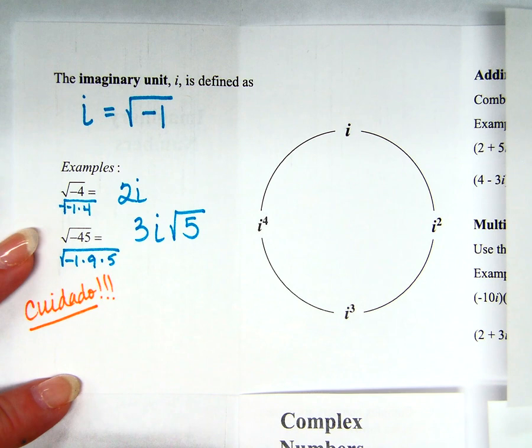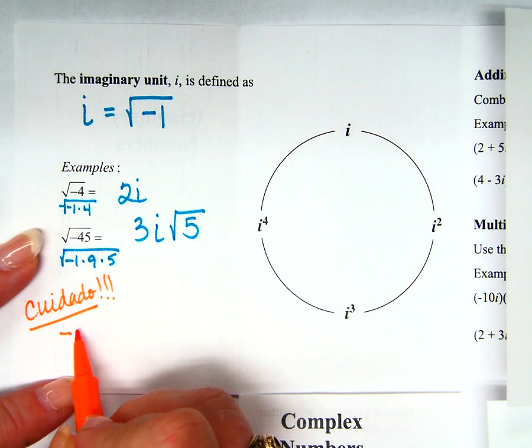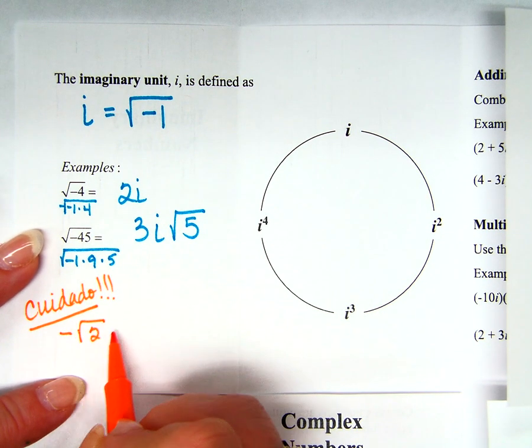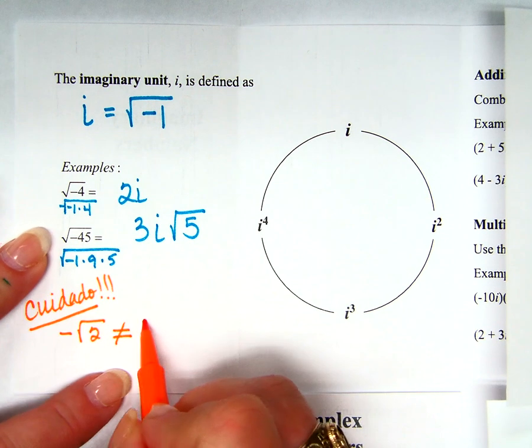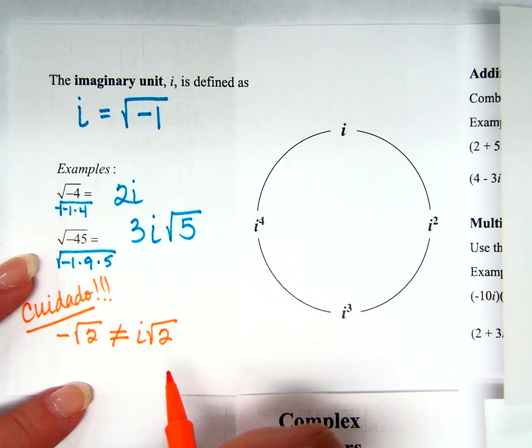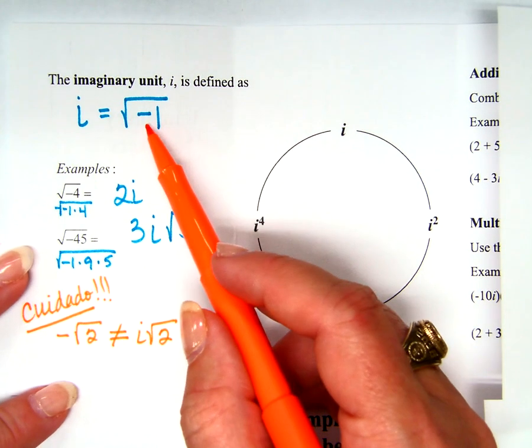Okay. Here's what I want to caution you about. Negative square root of 2 does not equal i square root of 2. Where does the negative have to be for me to get an i?